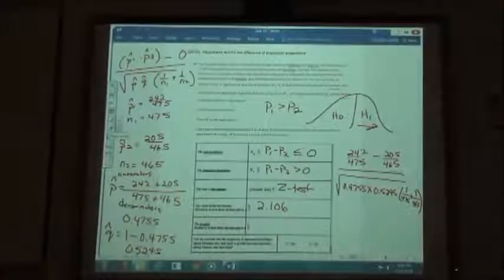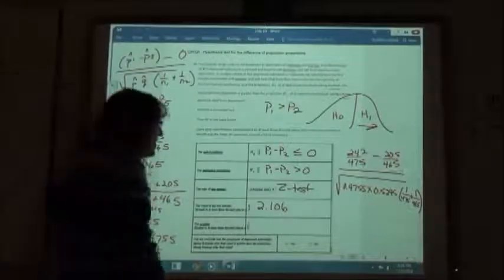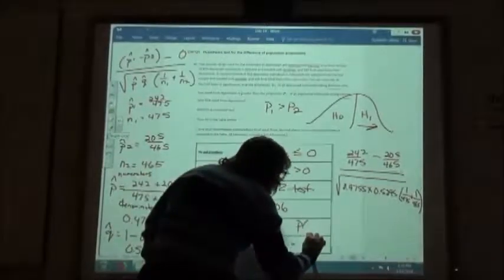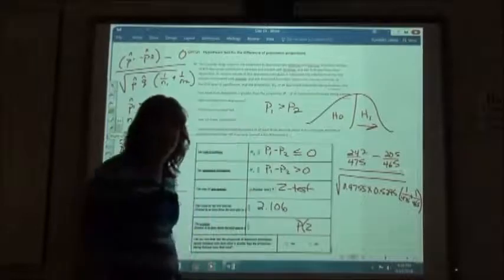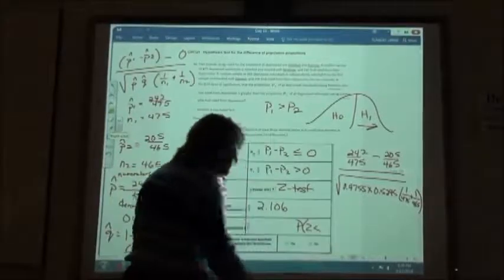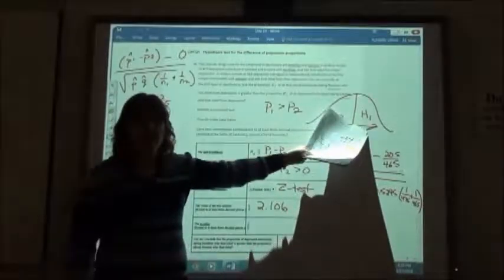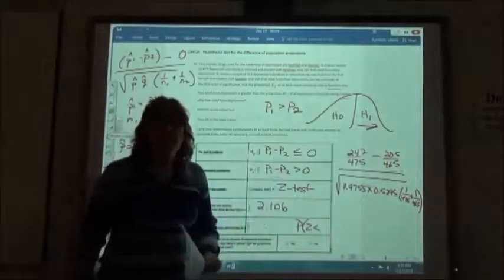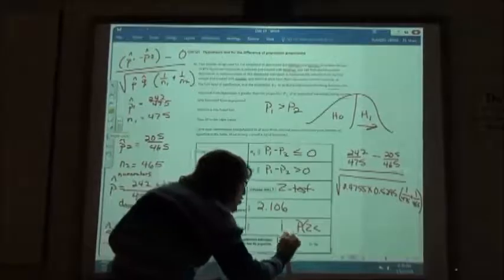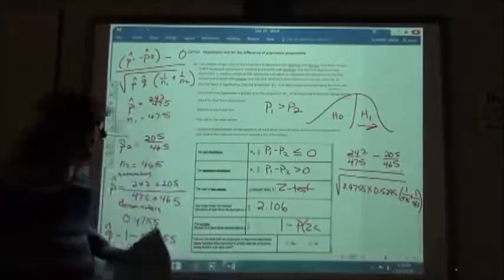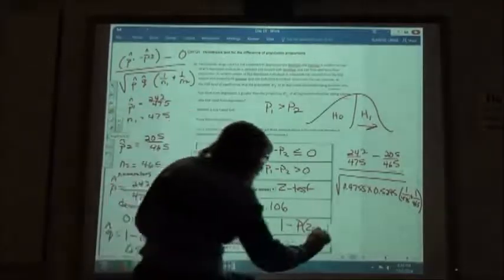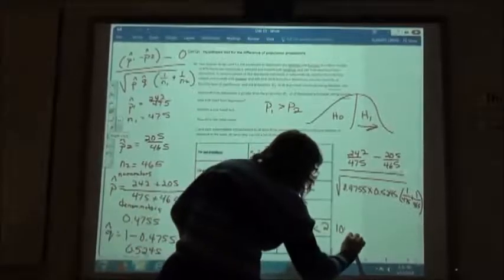So, we're doing a z-test. On the z-test, it's P of Z less than, on your calculator. We want to do greater than, so since we're doing a greater than instead of a less than, we're going to do 1 minus that value: 1 minus P of Z less than our 2.106.